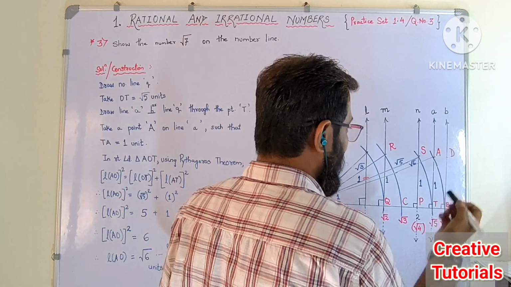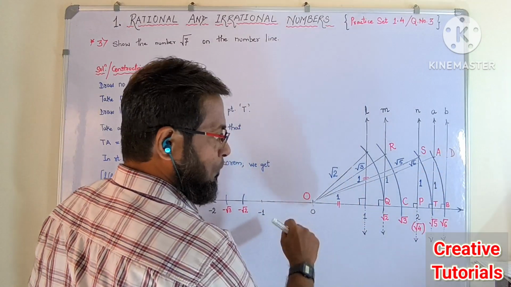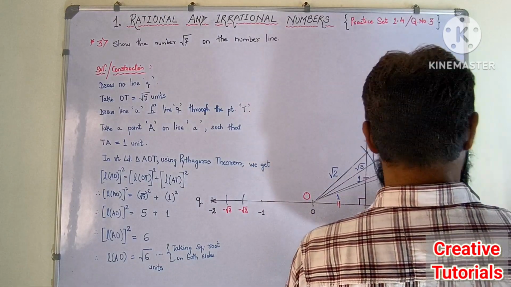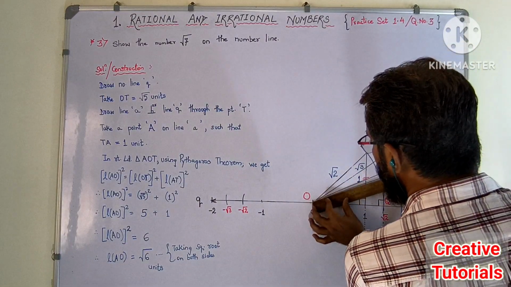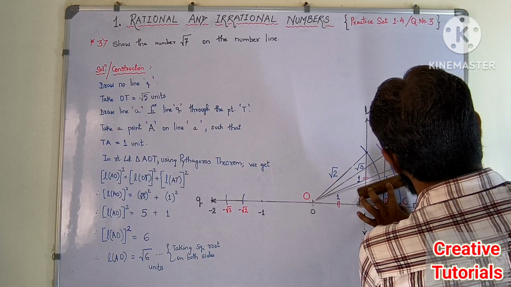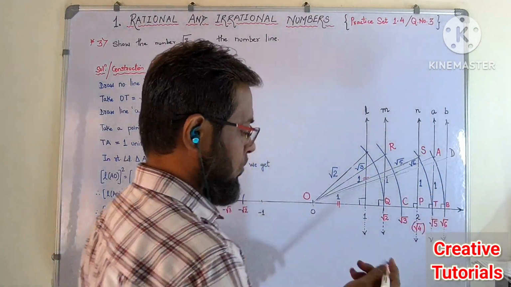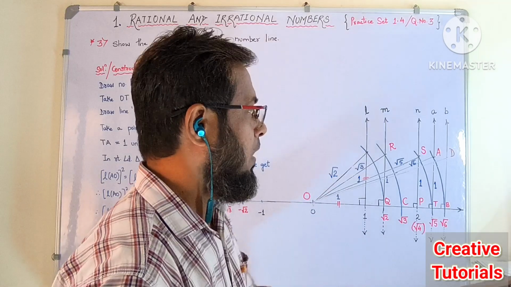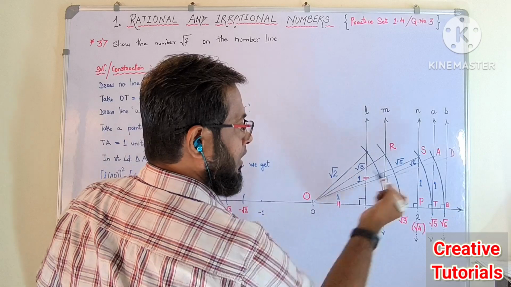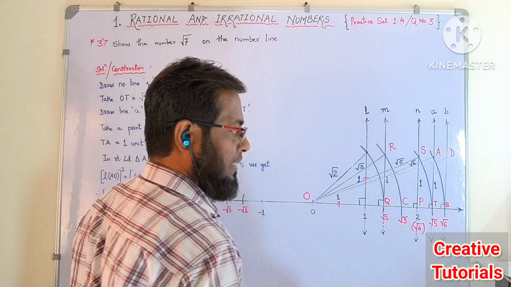Now the next step says that I need to join D and O, correct? Because that becomes the hypotenuse of my triangle. So let me draw that one also. I hope it's visible to you, because it's not coming properly on the scale. Anyways, we have now joined OD. OD is nothing but the hypotenuse of my triangle DOB. DOB is my right angle triangle.